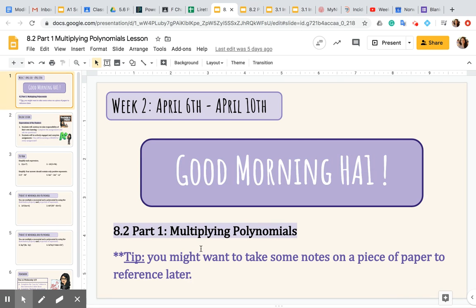Section 8.2, part of what we're going to be covering in this section is multiplying polynomials. So last time we talked about what a polynomial is, what the degree of a polynomial is, how to write it in standard form, all that good stuff.